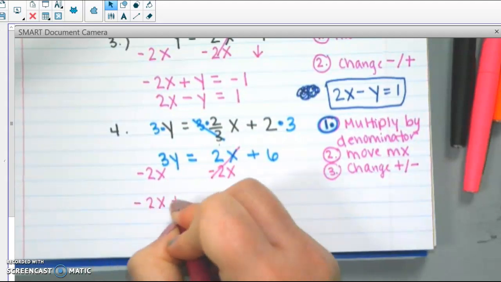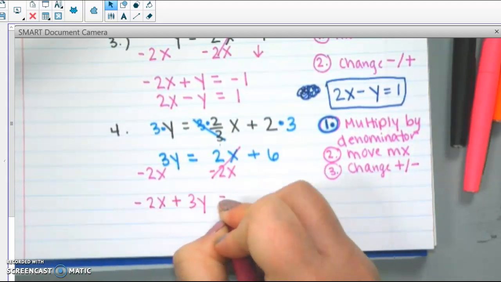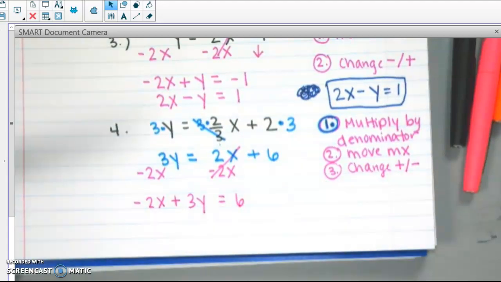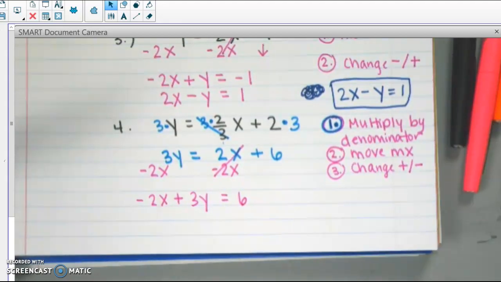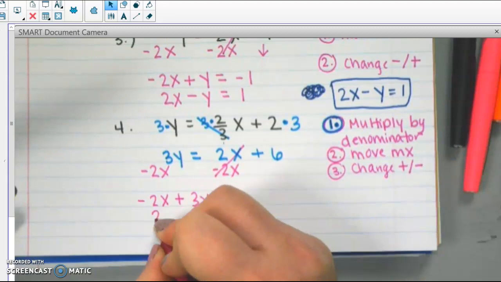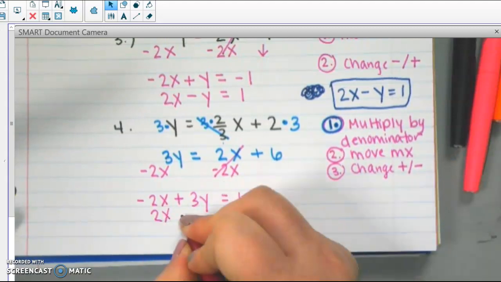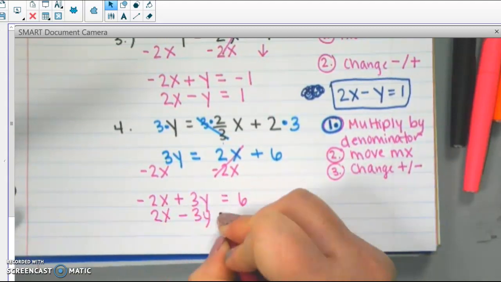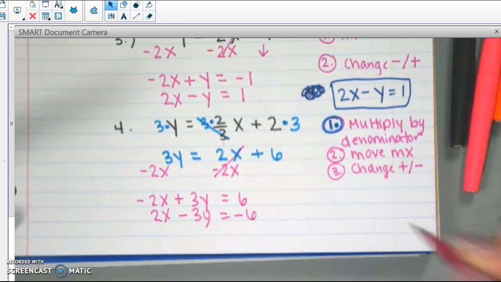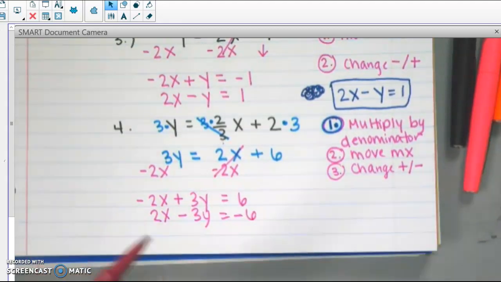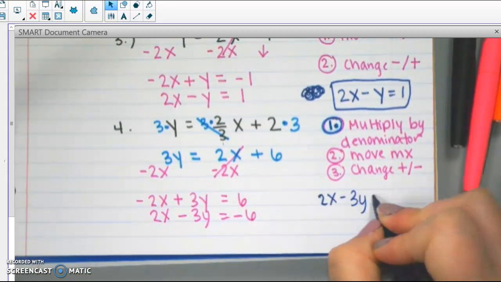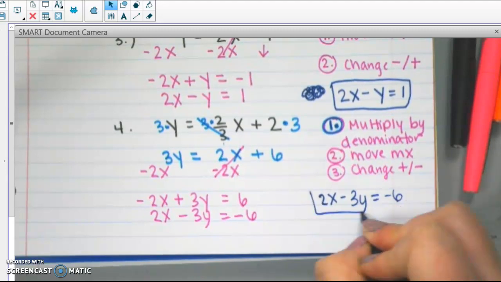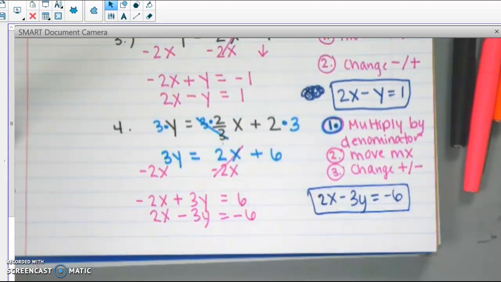That's a positive 3y. That's a positive 6 that I'm bringing down on the other side. And I do have to change my signs because my x has a negative sign in front. So I'm going to change that to a positive, that to a negative, and even the 6, that's a positive 6, I have to change it to negative 6. So my final answer, 2x minus 3y equals negative 6.